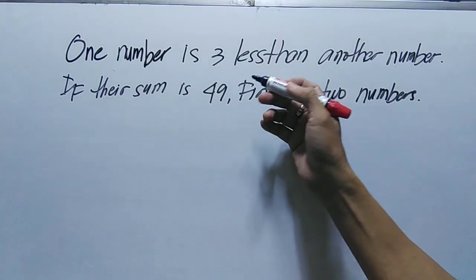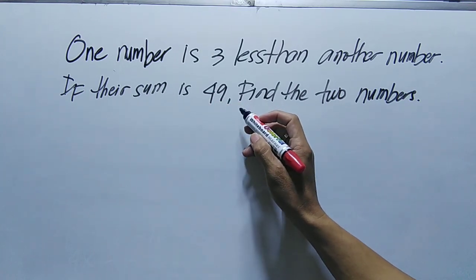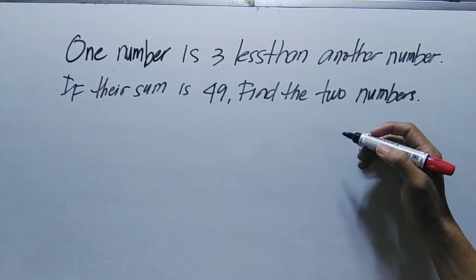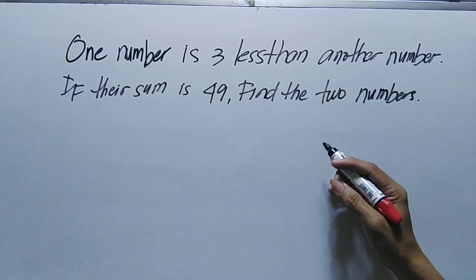One number is 3 less than another number. If their sum is 49, find the two numbers. Okay, so this topic is all about solving problems involving linear equations.